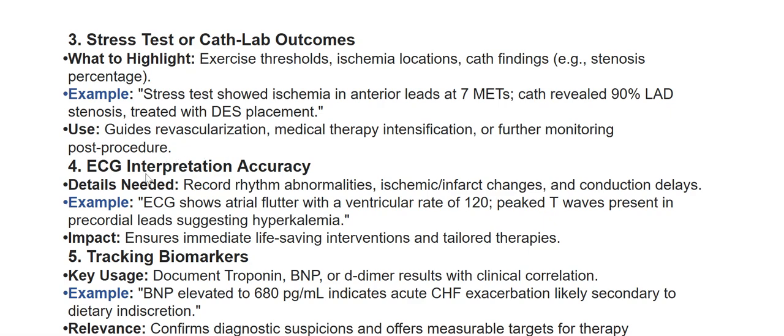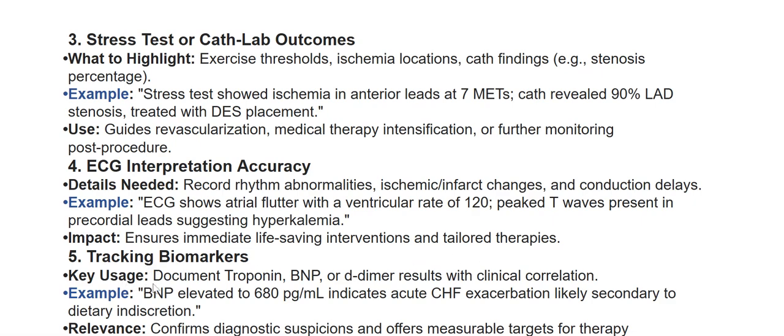ECG or EKG interpretation accuracy. Details needed: record rhythm abnormalities, ischemic/infarct changes, and conduction delays. Example: ECG shows atrial flutter with a ventricular rate of 120, peaked T waves present in precordial leads suggesting hyperkalemia, high potassium levels. Impact: ensures immediate life-saving interventions and tailored therapies.